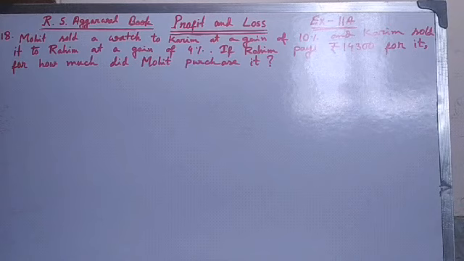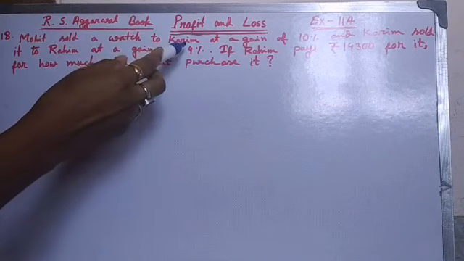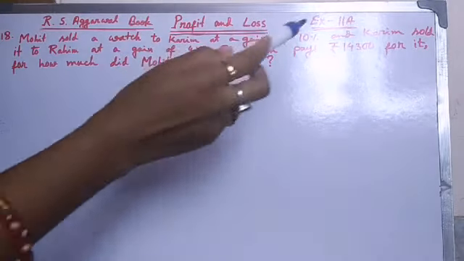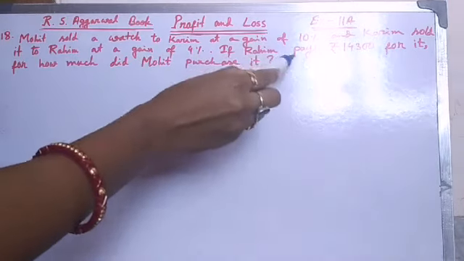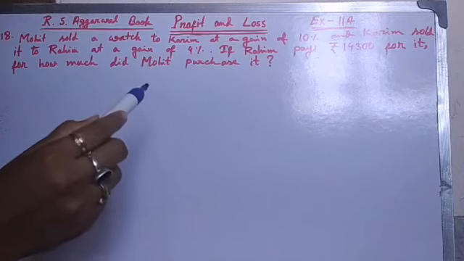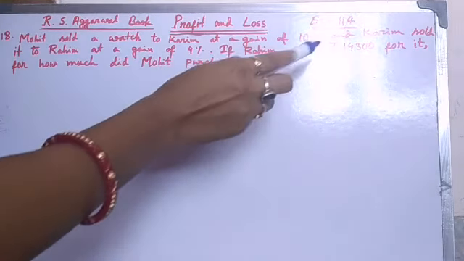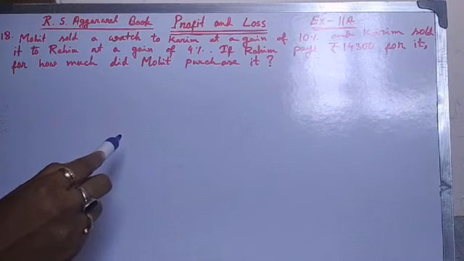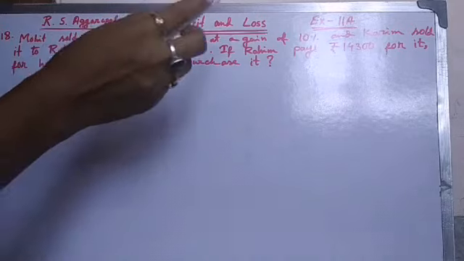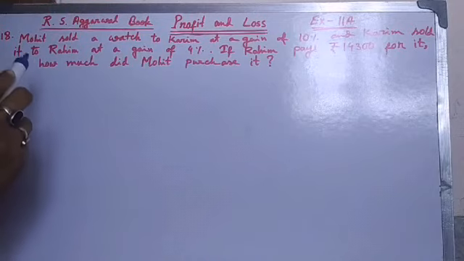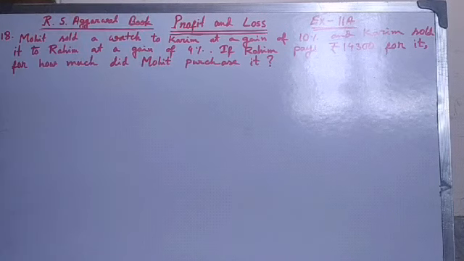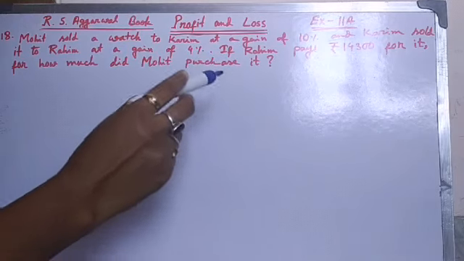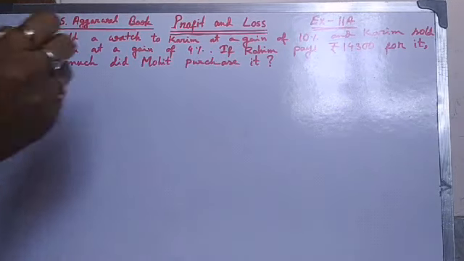So here Mohit sold a watch to Karim at a gain of 10%. Okay. Then Karim sold it to Rahim at a gain of 4%. If Rahim pays 14,300, that means Rahim's cost price for the watch is 14,300. That means that is SP of Karim for the watch. Karim's SP is equal to the Rahim's CP. So from last it has to be started. So let's see it.